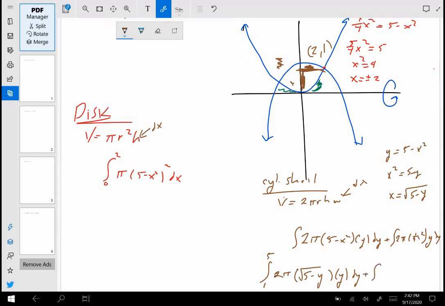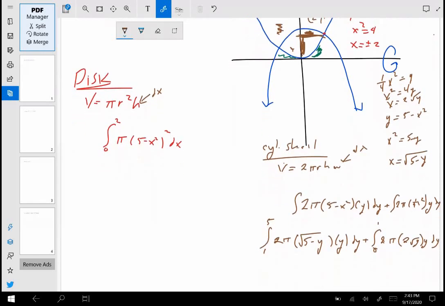Now my other integral then is going to go from 0 to 1, because it's got to start at the bottom and go up to that break point. And then we'll have the 2 pi. Now instead of 1/4 x squared, that'll be equal to y. So multiply both sides by 4, and then we take the square root. That'll mean x is 2 square root of y, times the y and the dy.